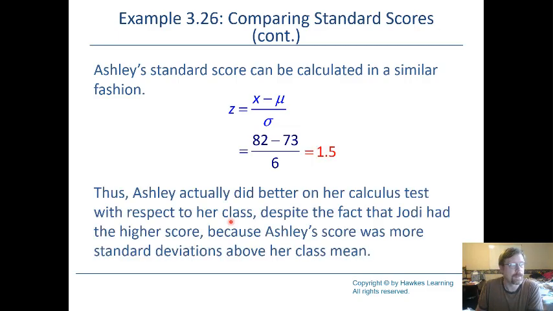So Ashley did better on her calculus test compared to her class than Jody, even though Jody had the highest absolute score. Ashley's score was more standard deviations above the class mean.